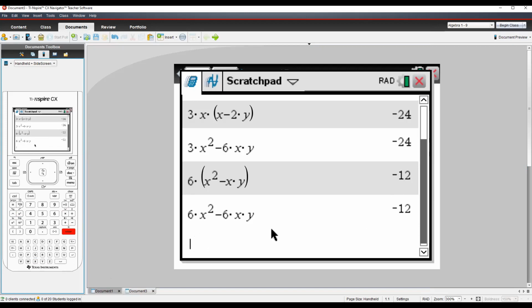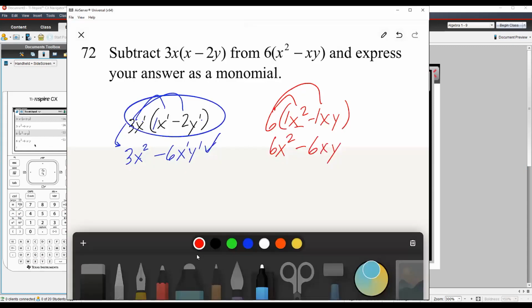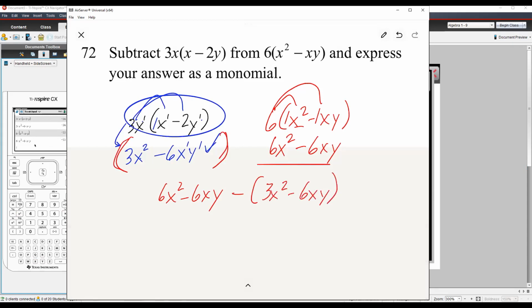Now I can go and I can finish this. So basically, I am going to be subtracting this expression from this one. So it's going to be 6x squared minus 6xy, and I'm going to subtract this whole expression, 3x squared minus 6xy. Now, you've got to distribute this minus to get rid of the parentheses. It's going to be 6x squared minus 6xy, this is going to be a -3x squared, and this is going to be a positive 6xy, because a negative times a negative gives us a positive.